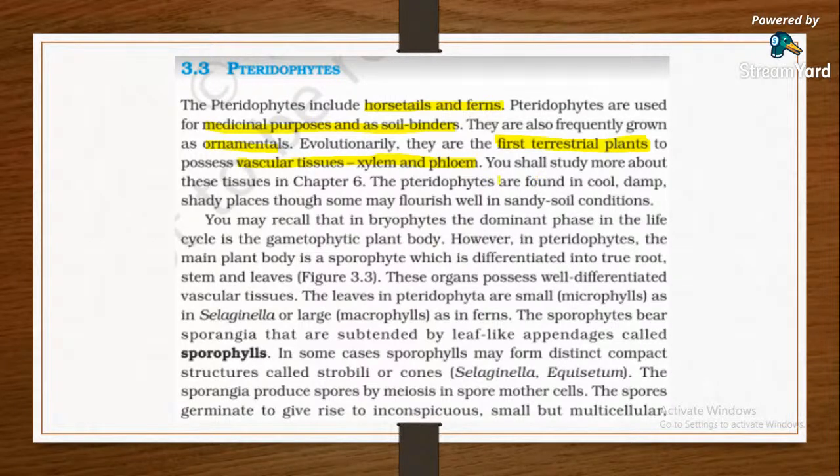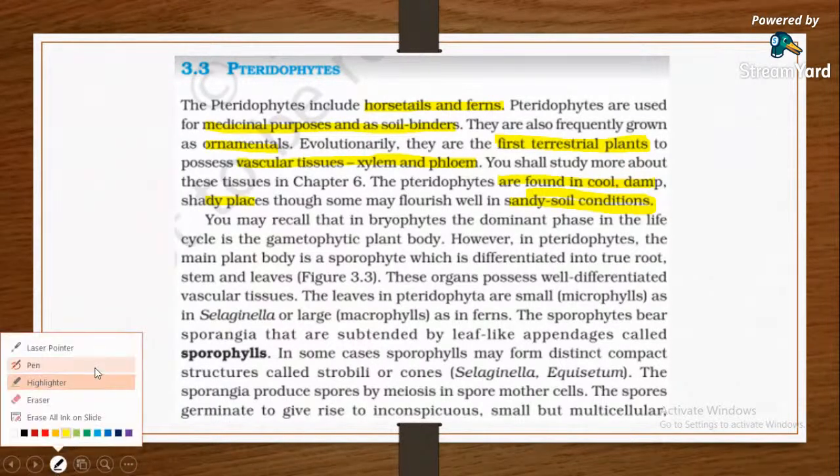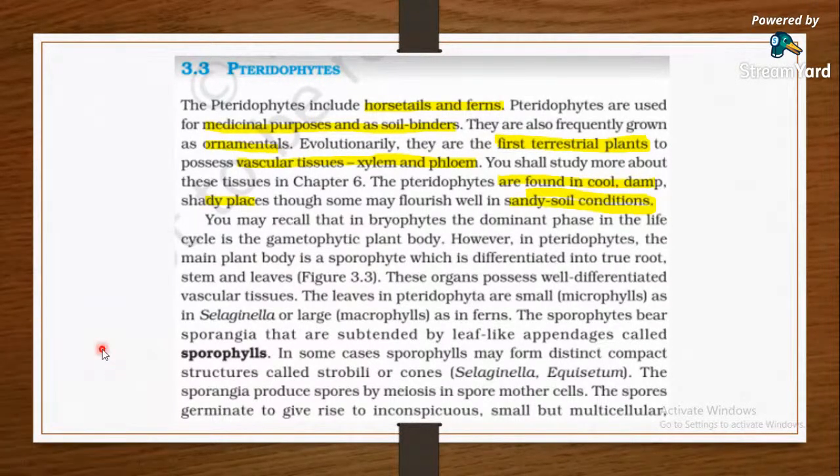They are found in cool, damp, and shady places. They may flourish as well in sandy soil conditions. They were the first tracheophytes, the first vascular plants, the first terrestrial plants. So you may recall that in bryophytes, the dominant phase in the life cycle is the gametophytic plant body. In the same way, in pteridophytes, the main plant body is the sporophytic stage.